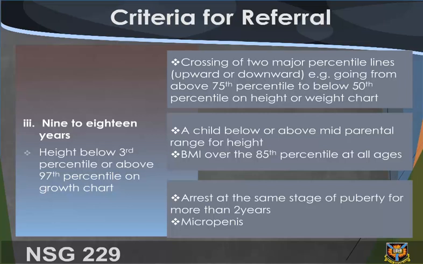Height below 3rd percentile or above 97th percentile on growth charts. Crossing of 2 major percentile lines upward or downward, e.g., going from above 75th percentile to below 50th percentile on height or weight charts. A child below or above mid-parental range for height. BMI over the 85th percentile at all ages. Arrest at the same stage of puberty for more than 2 years. Micropenis.